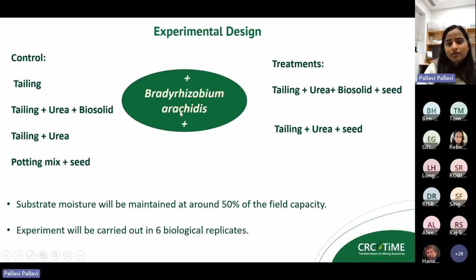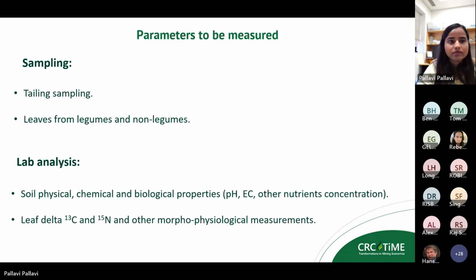I'm going to use Bradyrhizobium arachidis to see if plants are capable of producing nodules or not. After the end of the experiment, I'm going to do sampling from the tailing materials and leaves from legume and non-legume plants, followed by lab analysis. Soil physical, chemical, and biological properties will be measured, and isotopes of carbon, nitrogen, and other morphophysiological properties will be measured, including nutrient conditions.